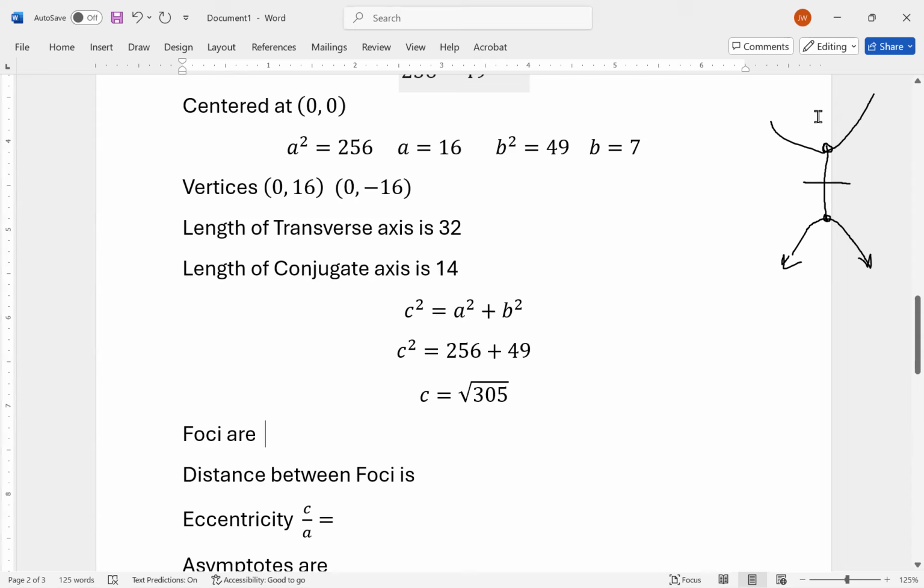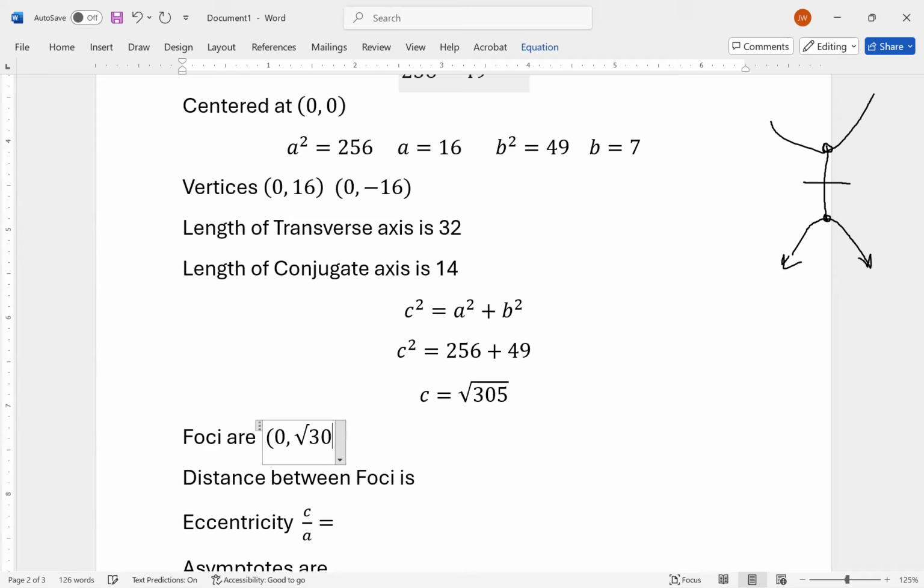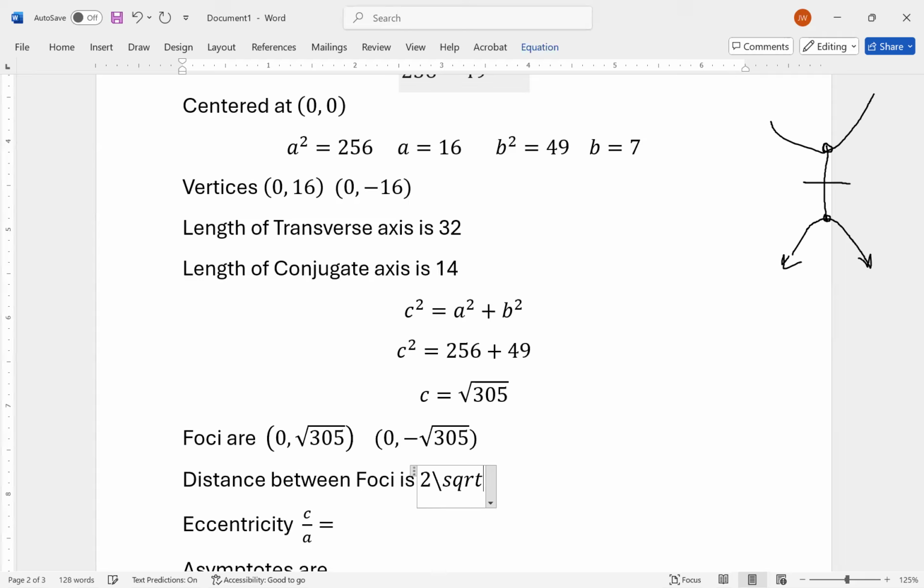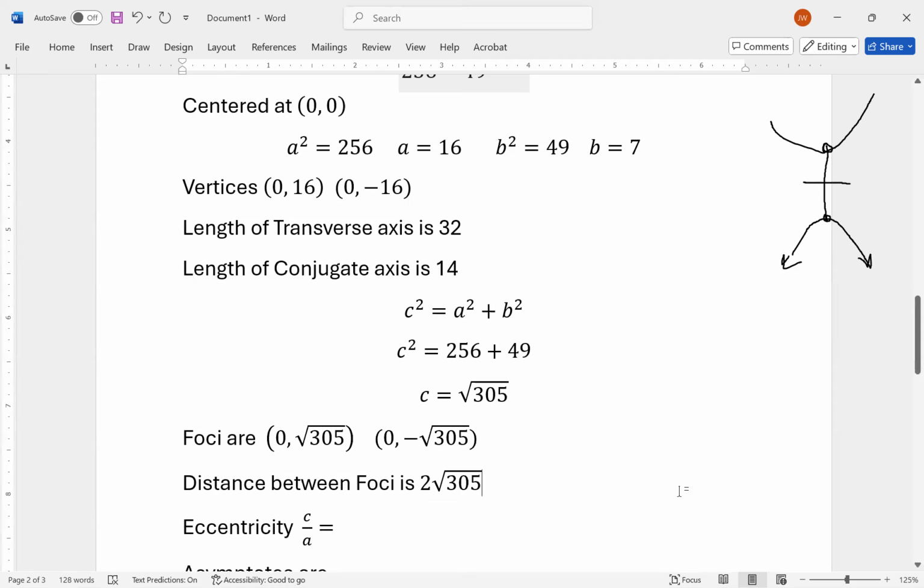Again, the foci are beyond the transverse axis, so we're going to go a little bit up and a little bit down. So the foci are at (0, square root of 305) and (0, negative square root of 305). The distance between the two foci is 2 times the square root of 305. The square root of 305, I don't think it simplifies very nicely, but it may. I don't think it does.